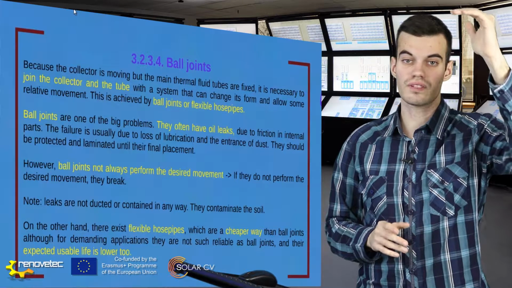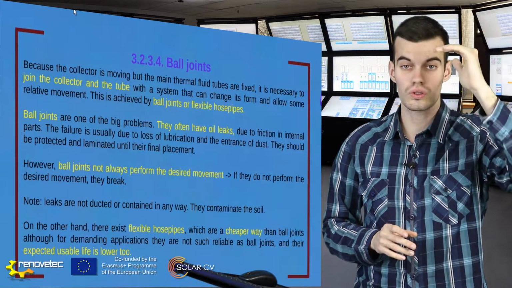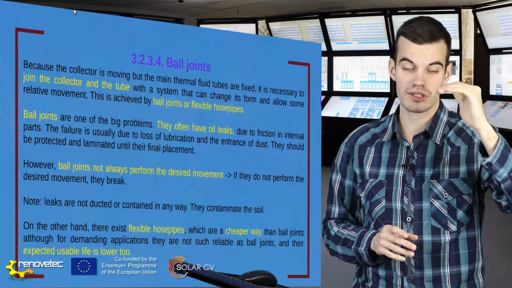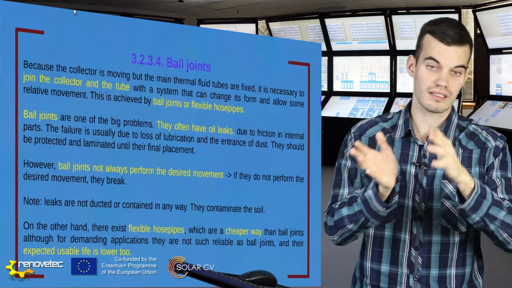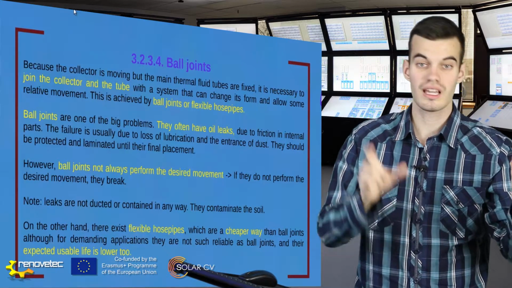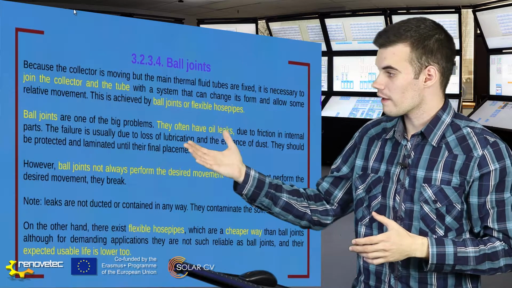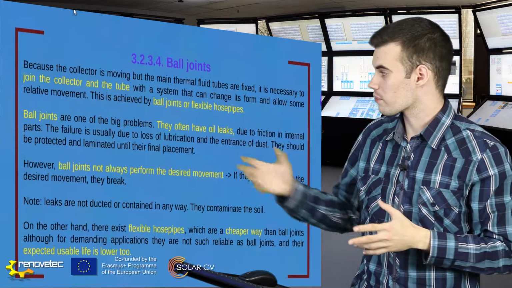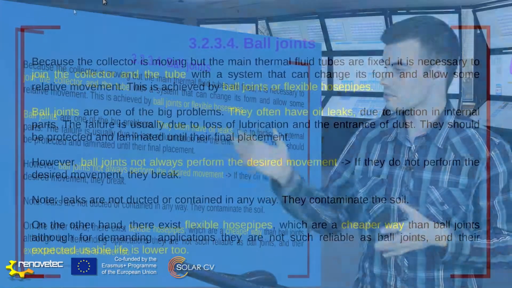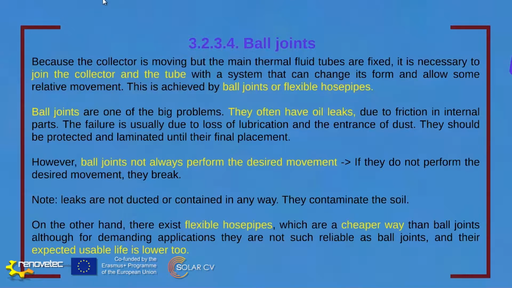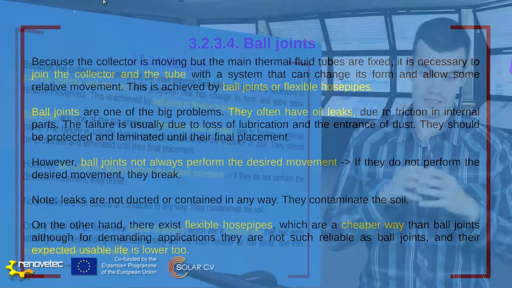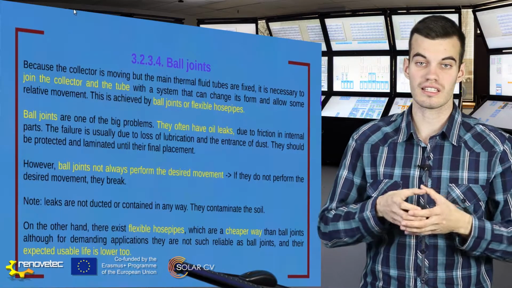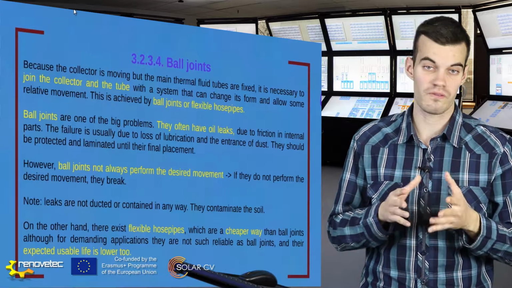In the hierarchy of the solar tracking system, control tracking system, and the actuators, we must divide these actuators into transmission unit and ball joints. Because the collector is moving but the main HTF pipes are fixed, it's necessary to join the collector and the tube, and this is achieved with ball joints and flexible hose pipes. Ball joints have the main advantage that they have 3 degrees of freedom.